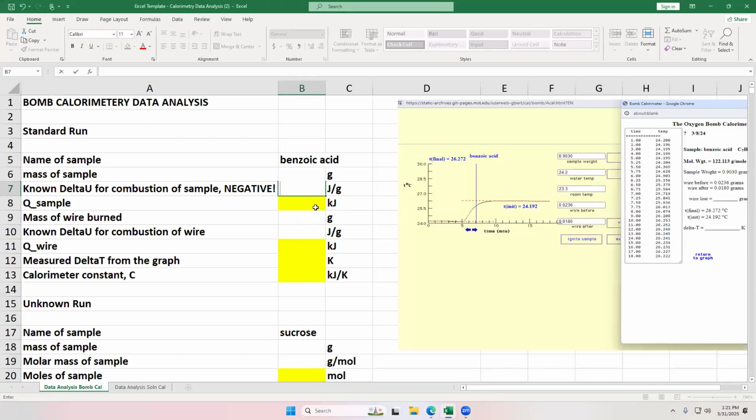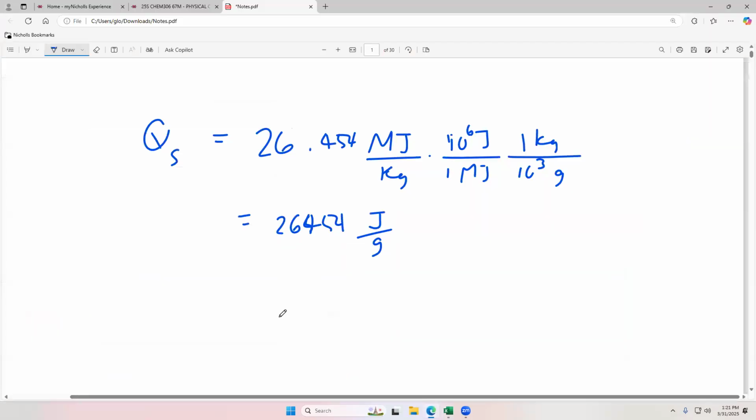So this is 26,454 joules per gram. That's actually delta U. Remember, in bomb calorimetry, Q of reaction at constant volume will give you delta U of the reaction. So that should be minus 26.454 kilojoules per gram. Let me fix this one. There should be a minus here.